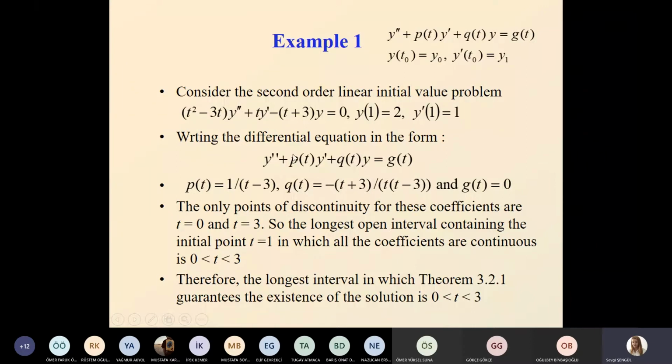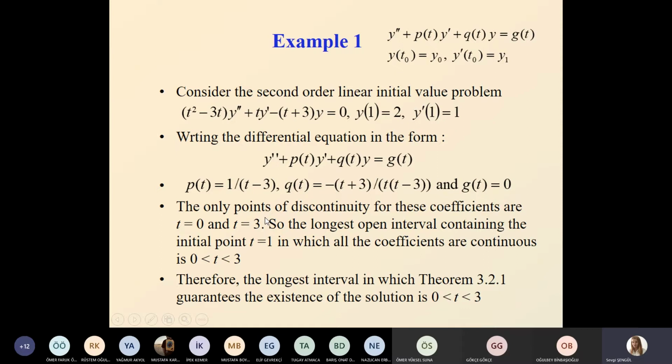Once we do that, we have p of t, which is t over t squared minus 3t, so t is gone, so 1 over t minus 3, and q of t, which is t plus 3 over t squared minus 3t. And since g is 0, it will be 0. So these are the three functions, and we need to know where they are continuous. These are rational functions, so we need to check the points where the denominator is 0. For p of t, it is 3. For q of t, it is 0 and 3. And g is continuous everywhere. So the only discontinuity points are 0 and 3.